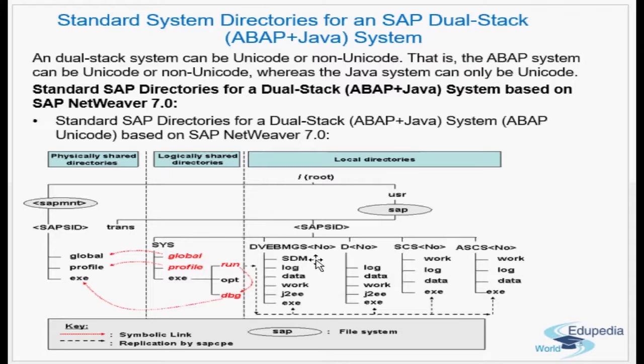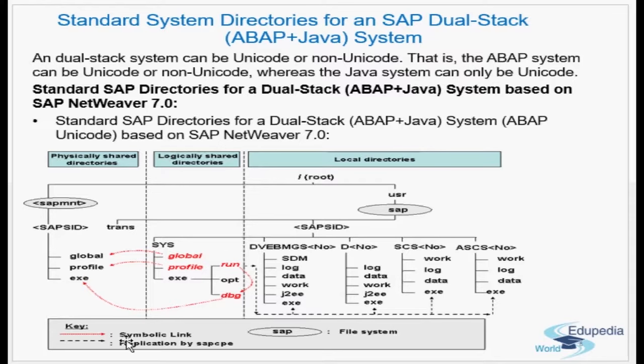Okay, so the primary application server has log data work exe. It has addition of J2E and SDM. And the other instances they have addition of J2E. Because this is a dual stack, you have both the central services for ABAP central services, Java central services. They don't have J2E, you just have log data work in exe because you don't have any server process there. It's only the message server and the enqueue work process.